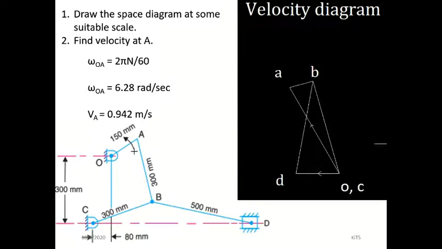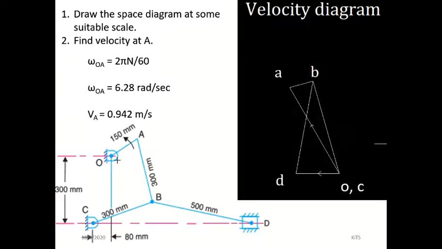Since the crank is rotating in the upward direction, that is the anti-clockwise direction, I know it will be towards the upward side. But for the other remaining links, I don't know in which direction the velocity line will be. But it should be a perpendicular line. The velocity line should be a perpendicular line. See, I am drawing these lines for reference purpose. You don't need to draw these lines on the diagram. This is for understanding purpose. I have drawn this line.